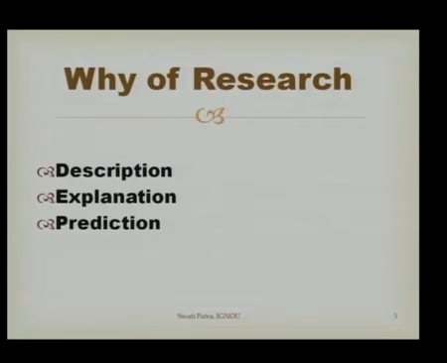So earlier I described that there are different aspects of research, that is, finding out relationship, difference, finding out the impact, and doing prediction. So when we are talking about the why of research, this is also related to that. So broadly, we can say that the why of research is centered around description, explanation, and prediction of different phenomena. Okay.